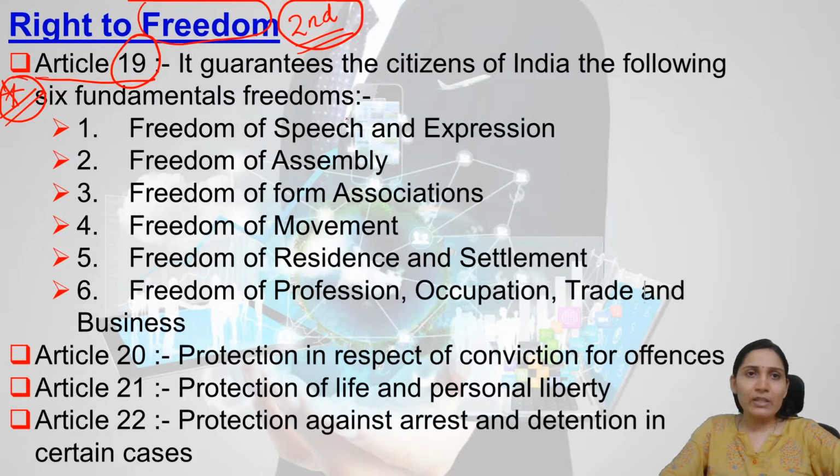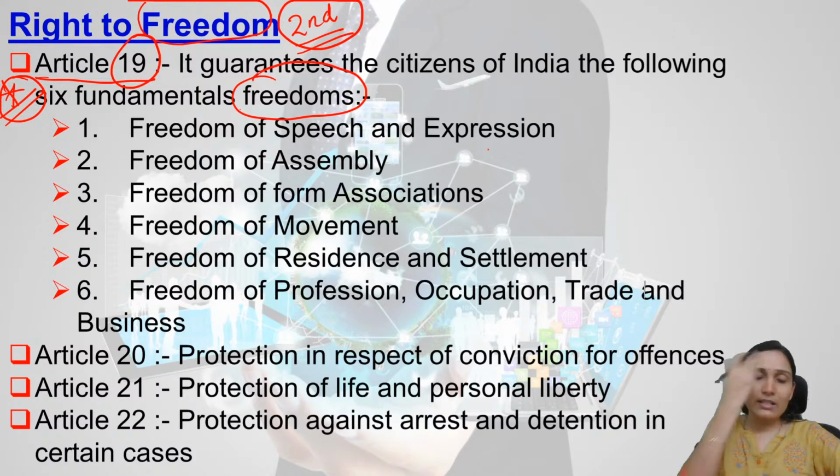So let's look into it. Article 19 guarantees the citizens of India the following 6 fundamental freedoms. It's not rights, it's freedom. Right to freedom is a fundamental right, and under Article 19, 6 types of freedom are guaranteed to the citizens. The first one is freedom of speech and expression.